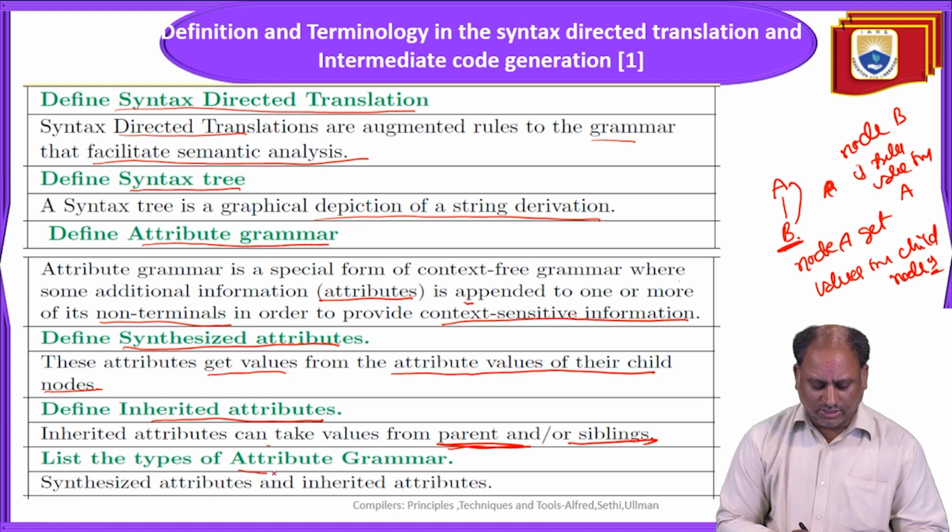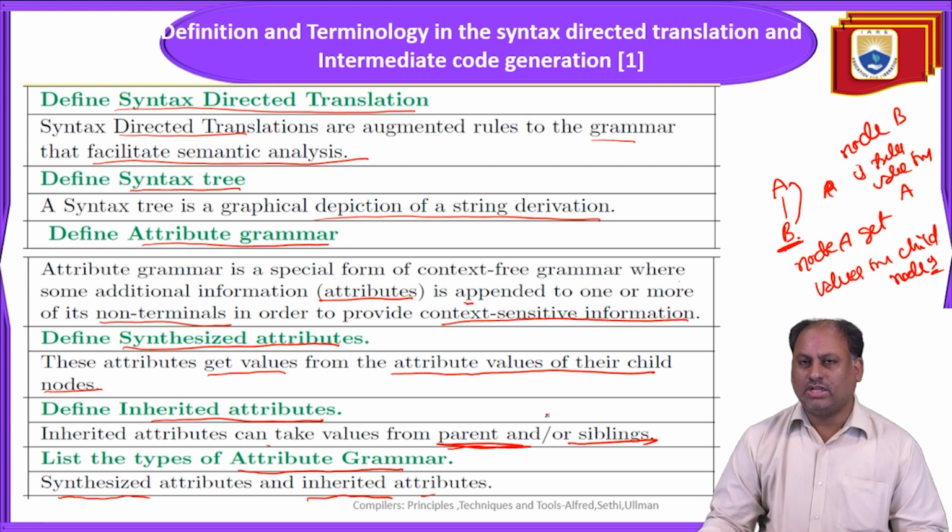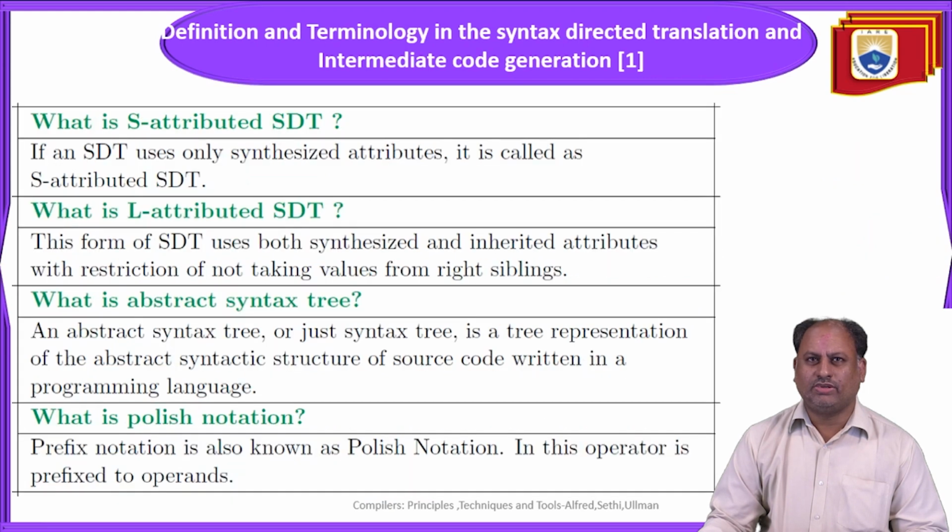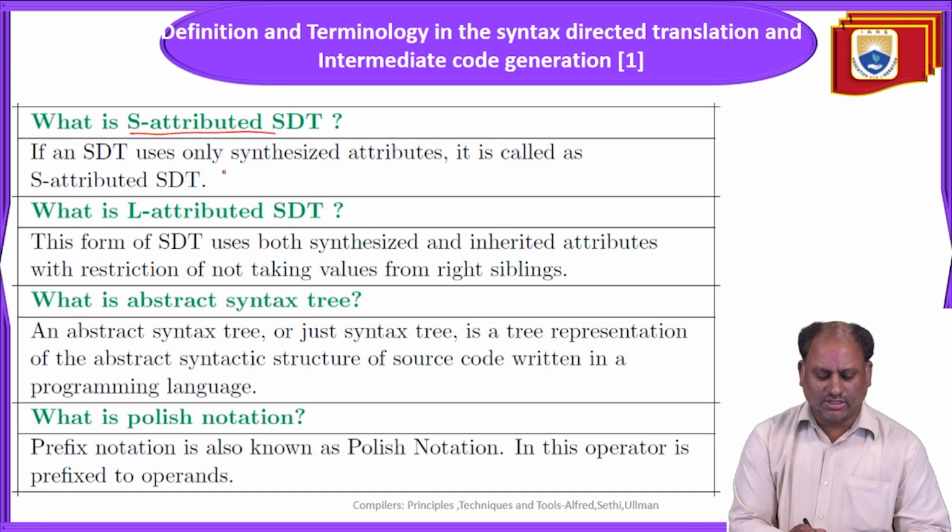What are the different types of attributes? One is inherited, and another is synthesized attribute. We know what inherited and synthesized are with the help of the example we have seen. And what is meant by S attributed SDT and L attributed SDT? S attributed means a syntax directed definition with synthesized attributes.